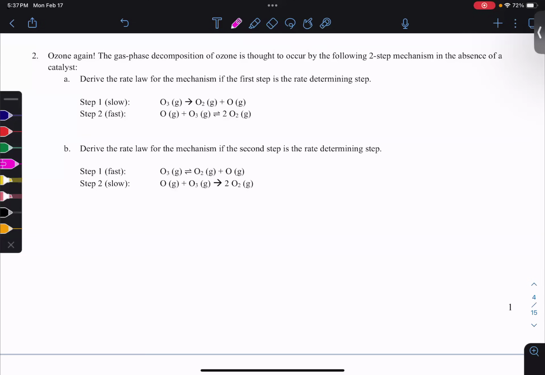We already did rate laws with the integrated rate laws. We already did the method of initial rates. With mechanisms, we simply take the slowest step, and the reactants in the slowest step dictate the rate law. That's it. But we've got to be careful. If the first step is the slow step, this one's easy. The rate of this first step is equal to the rate constant for that first step times the concentration of the reactant to the first power.